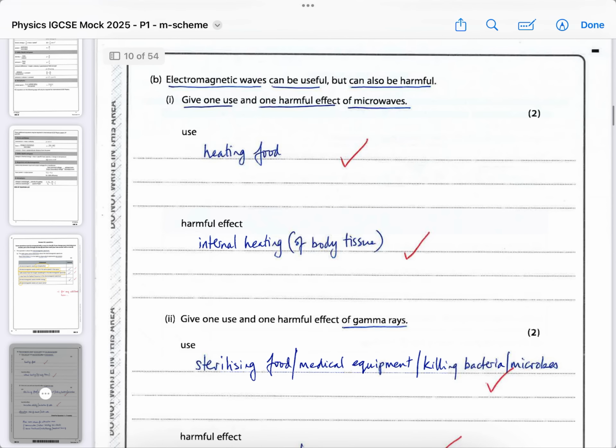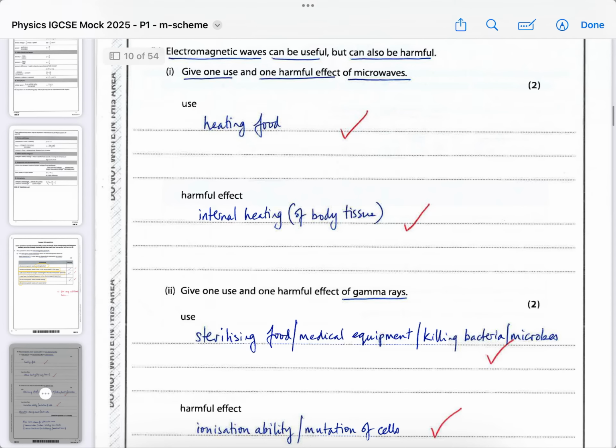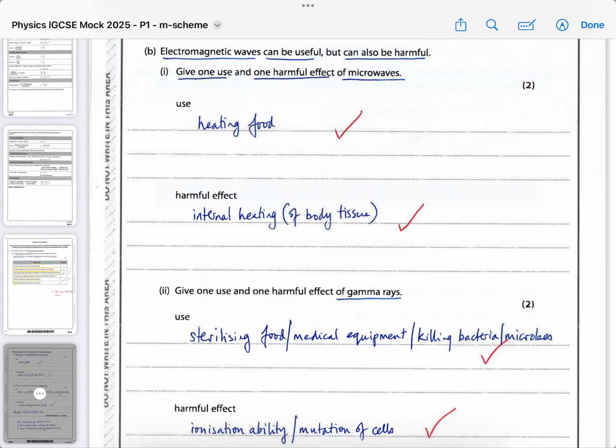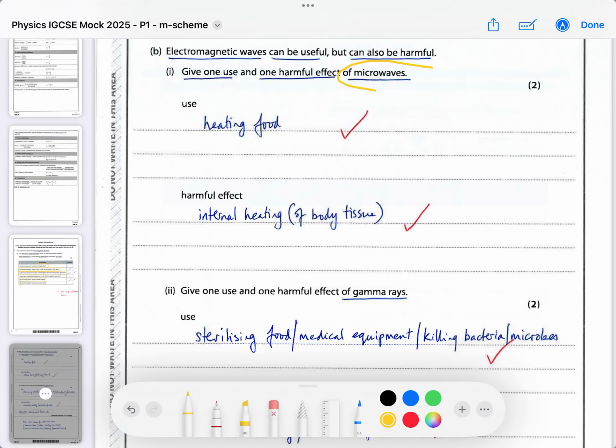Okay, so the next bit goes to uses, and this is very common. Electromagnetic waves can be useful and can also be harmful, and they're concentrating firstly on microwaves. So the first part is they want you to have a use and a harmful effect of microwaves. Well, then obviously most people got heating food. Remember, it's not cooking food, it's basically just heating of food. So cooking technically is not the correct term, it's heating.